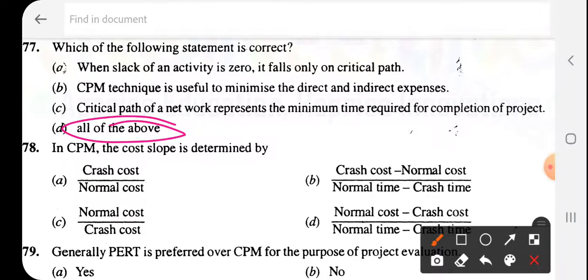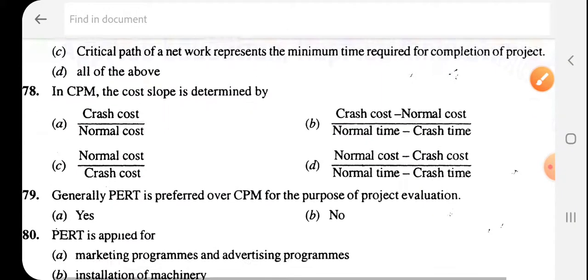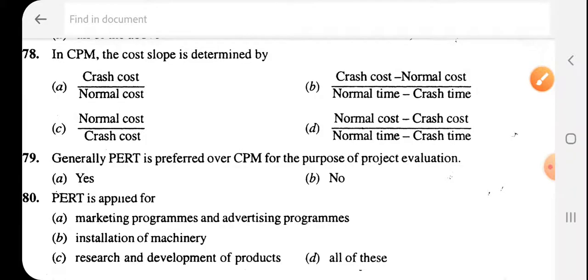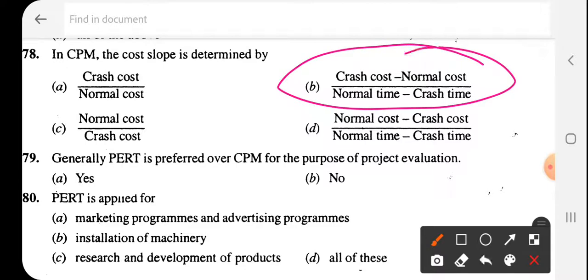So when a slack of an activity is 0, it falls only on the critical path, and the CPM technique is useful to minimize the direct and indirect expenses. Critical path of a network represents minimum time required for completion of project. Okay, in a CPM the cost slope is determined by this, B: crash cost minus normal cost by normal time minus crash cost. This will be like this.